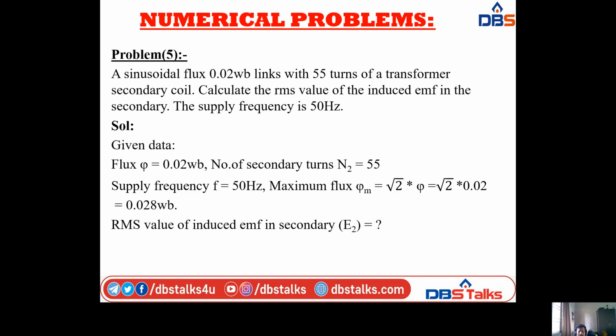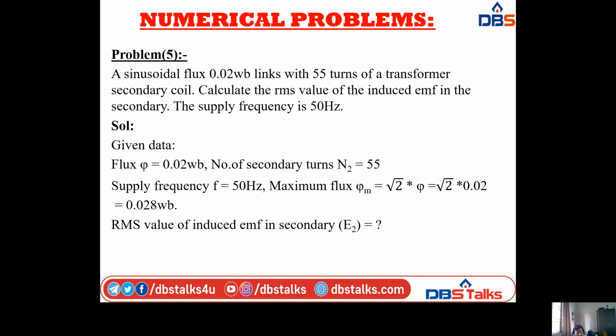Go for the another problem. A sinusoidal flux 0.02 Weber links with 55 turns of a transformer secondary coil. Calculate the RMS value of the induced EMF in the secondary. The supply frequency is 50 Hz.